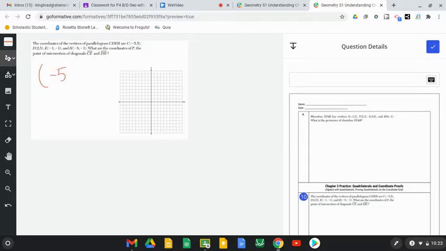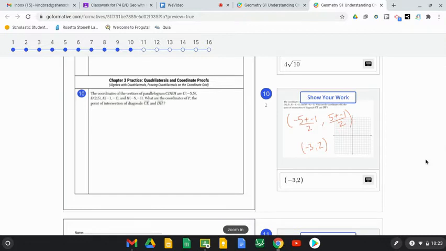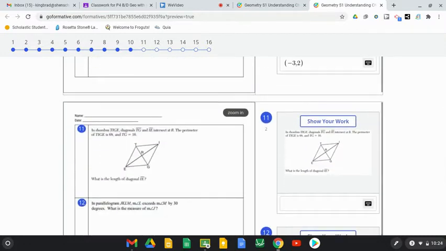-5 plus -1 divided by 2, comma, 5 plus -1 over 2 will give me my midpoint is -3, 2. And if you did DH, you would have got the same exact thing. You could do it to check, but since it is a parallelogram, it will work. Good. Moving on to 11.